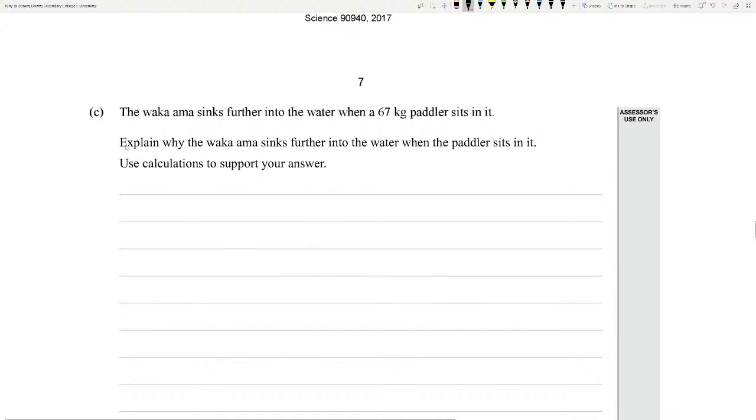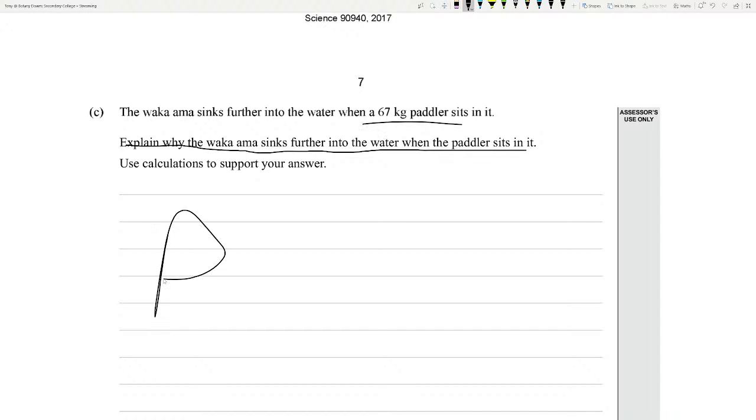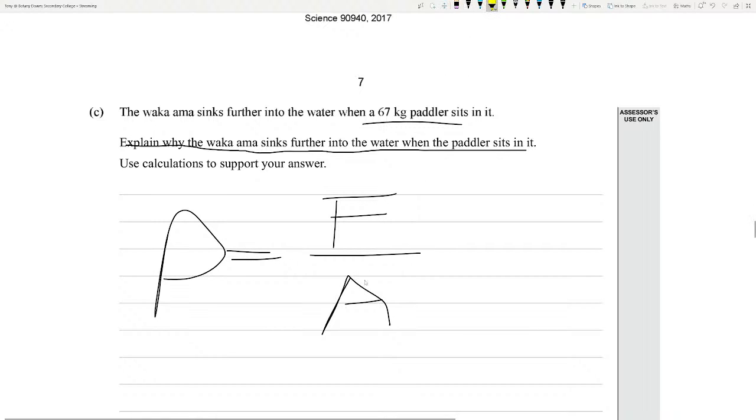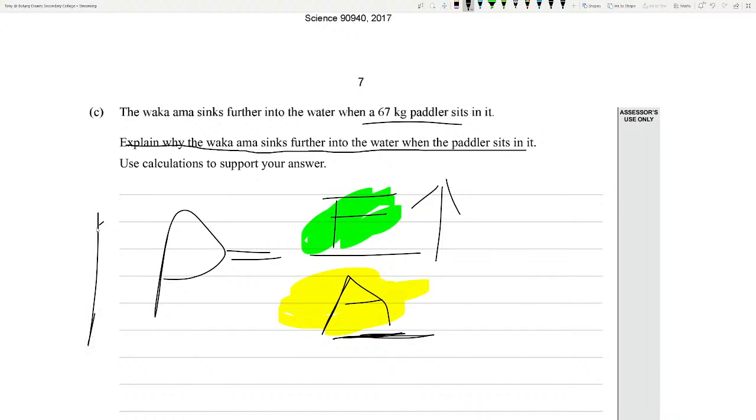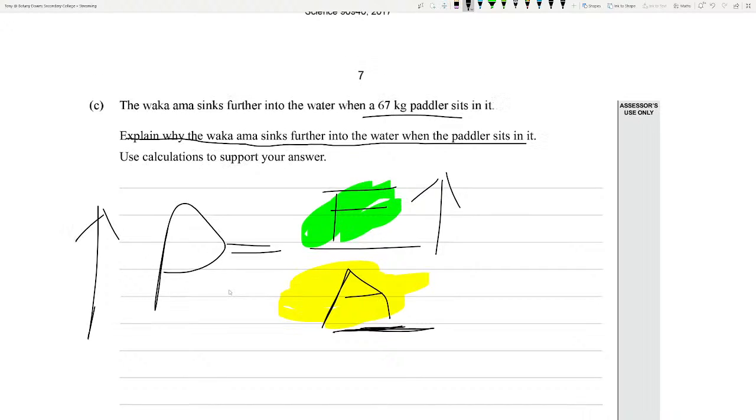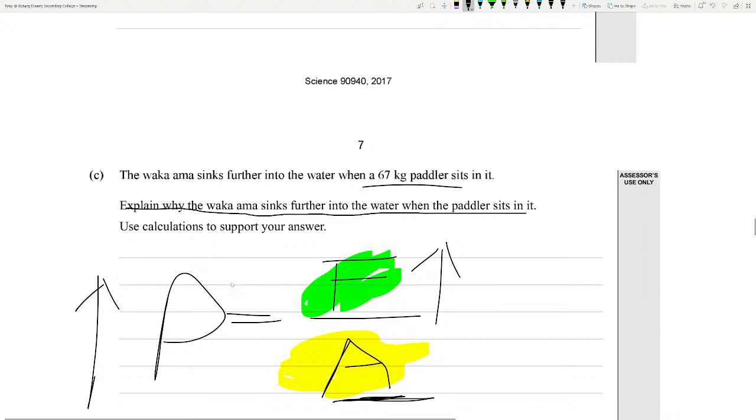So next one, explain why the waka sinks further when the paddler sits in it. Because you remember pressure equals force divided by area. One thing you need to understand is that the area is the same. The person sitting in the boat doesn't change the area of the boat. So the area stays the same, but the force has increased. Can you see that the amount of pressure would increase, and therefore you sink further? Done. Excellent.